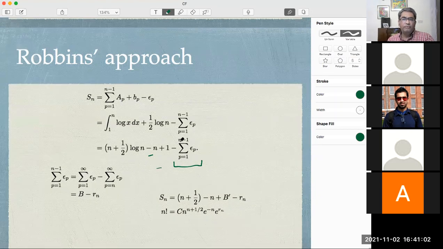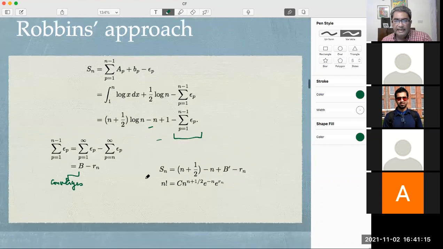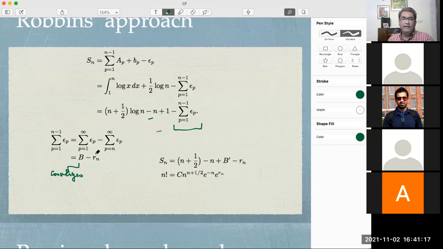The sum is going from 1 to n minus 1. So he's writing the sum up to infinity minus this thing. So then he shows that this converges. So he shows this sum converges. And therefore it's some constant b. And then this chap, he leaves it as it is. This sum, and he calls it Rn. So this sum he calls Rn right here.